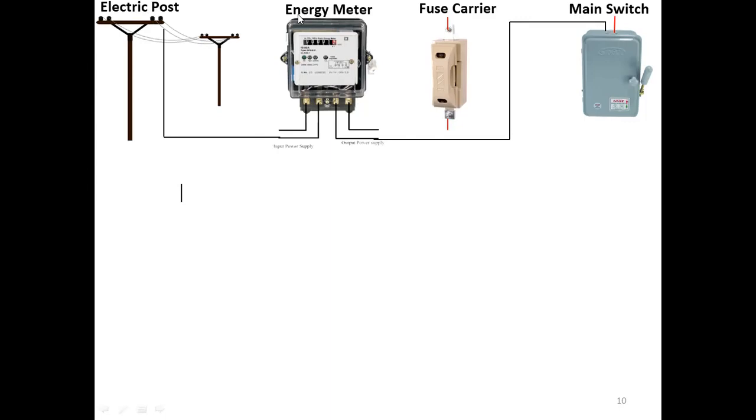Now, the phase connection. See the red color wire, the phase, where it is connected to your meter. Then from the output of the meter, again the phase terminal is connected to the fuse carrier. That is very, very important. The neutral is connected directly to the main switch, but we give the phase terminal through the fuse carrier.